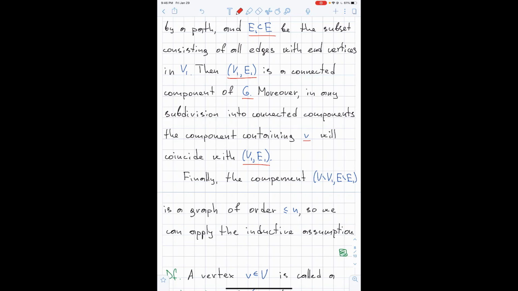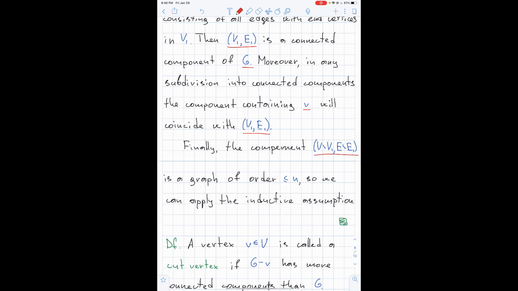And finally, if you consider the complement, so we take the complement to V1 in the set of vertices, and the complement to E1 in the set of edges. That's again a graph, because all these edges in the complement are going to connect vertices in the complement. They cannot go from outside of V1 to V1, as we noticed before. So that's a graph again. And moreover, since V1 was not empty, it at least contained V, the vertex we started from, so this new graph is of order less than or equal to n.